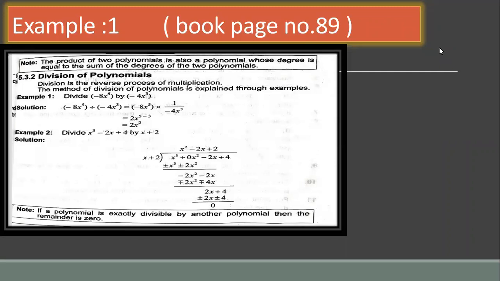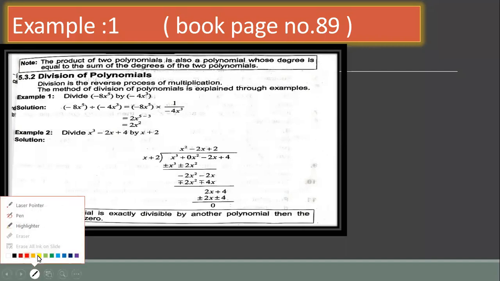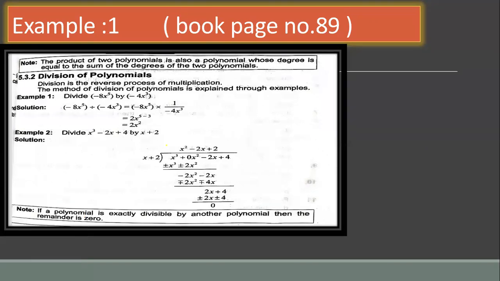Yes, it is a reverse process of multiplication. Today we will learn how we are going to divide the polynomials or terms. So let's start this one. If there is any problem, we can repeat this topic again tomorrow. Okay, let's focus on example number 1.